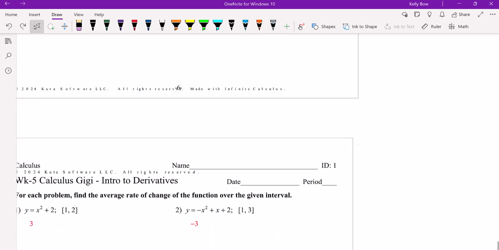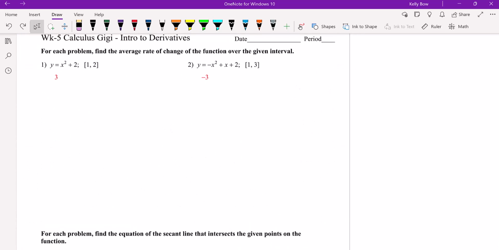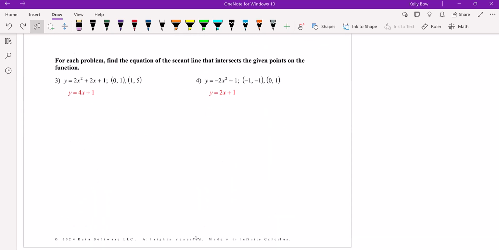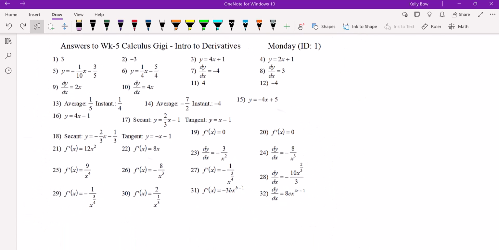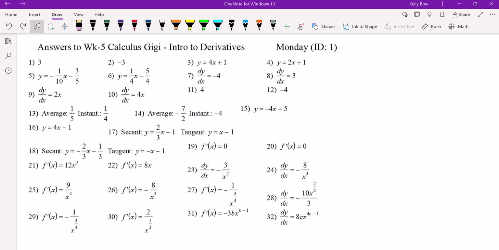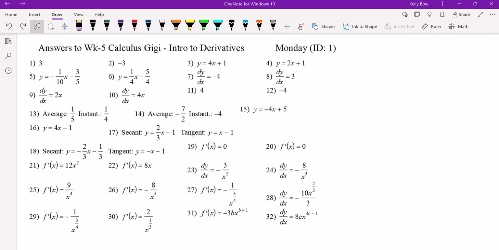Oh, here's the answer key right there. So for any of the evens, if any of you guys wanted practice and you wanted to check your answer, there's the answer key. All right, that's it for this one.